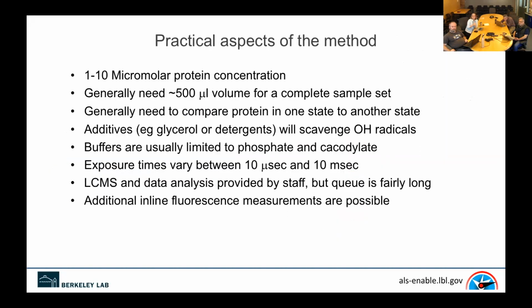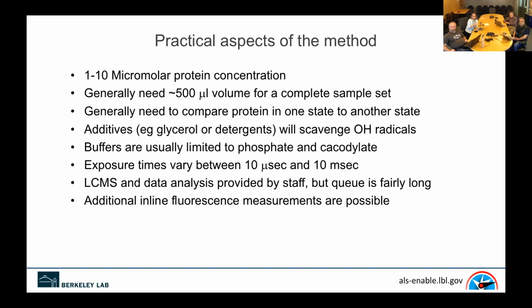Now, practical aspects of the method. We generally use micromolar concentration of protein. We usually need about 500 microliter volume to get a complete data set. Like I mentioned, we're generally comparing the protein in one state to another, and this is because different residues have different reactivity to hydroxyl radicals. So you want to normalize that out by looking at the protein, say, alone versus binding to another protein or binding to a ligand or changing its conformation.